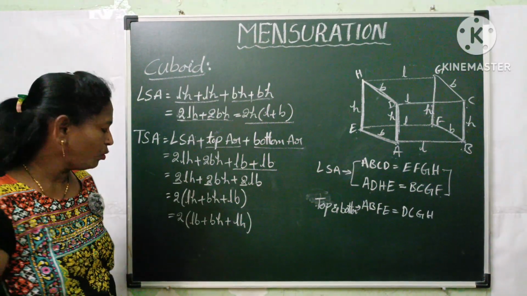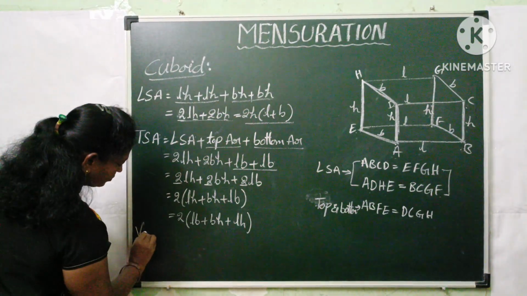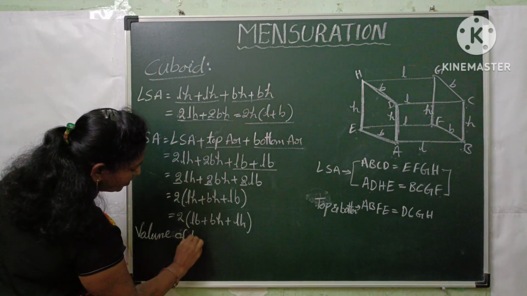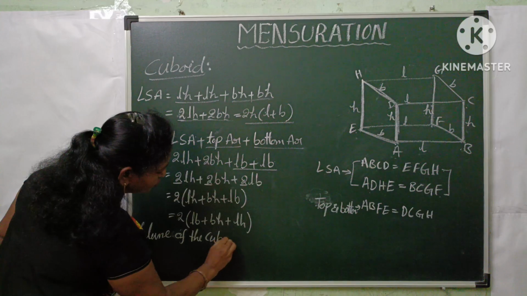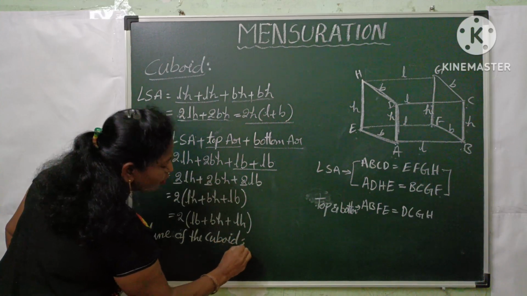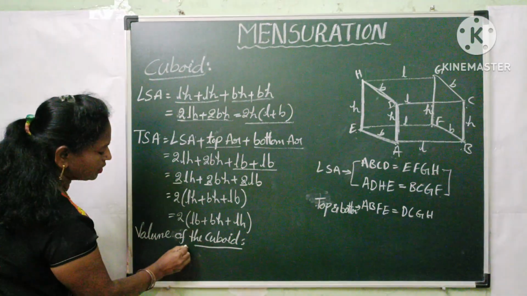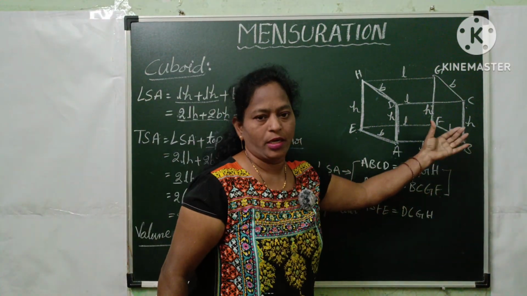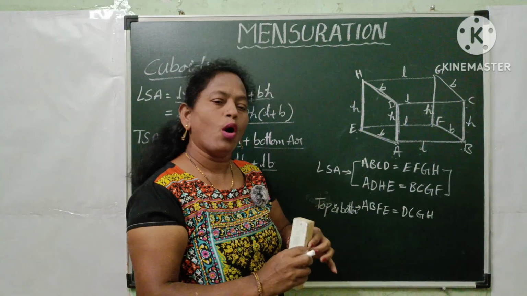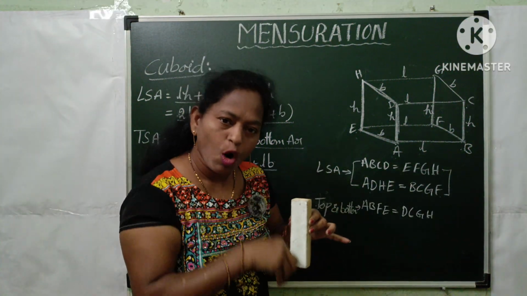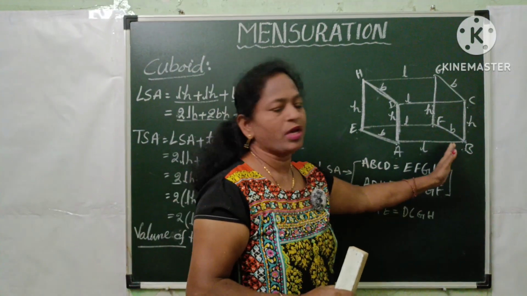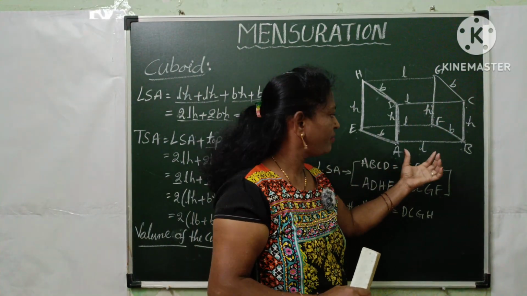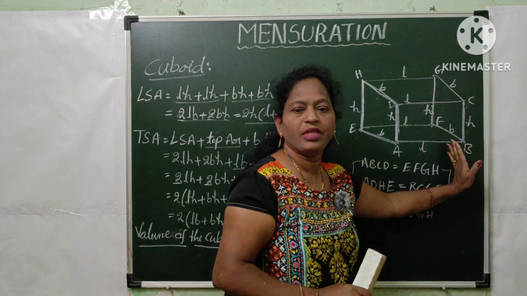Now, volume of the cuboid. Volume means here we have to multiply base area into height. Why? Because it is how much space the object occupies. That means the height we are finding. Volume means multiply the base area with the height.